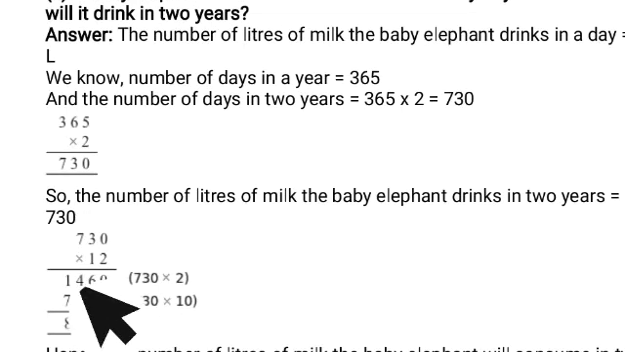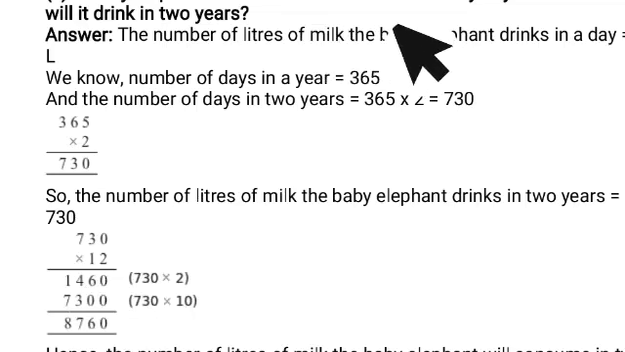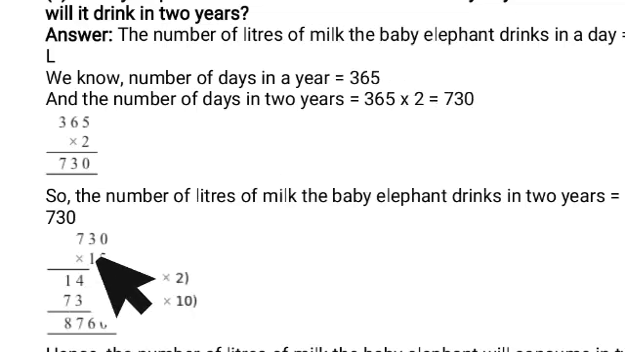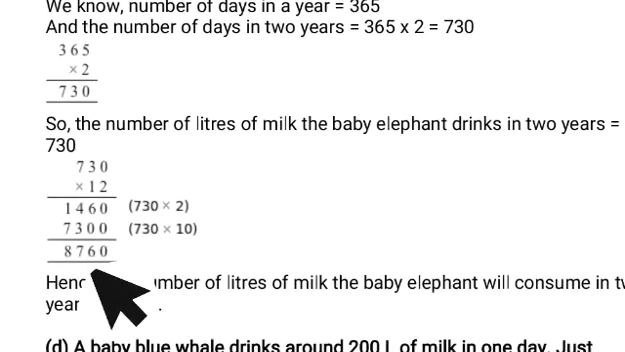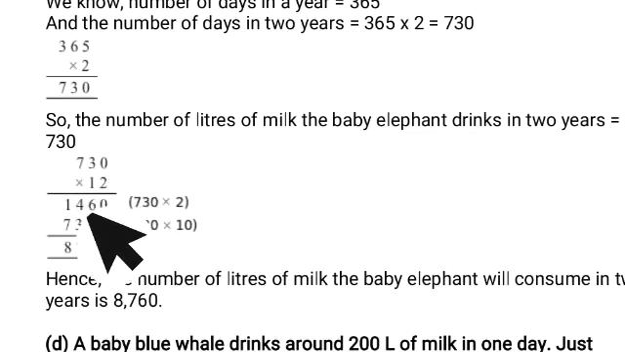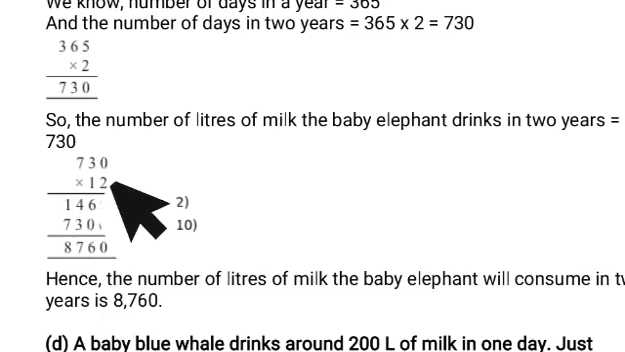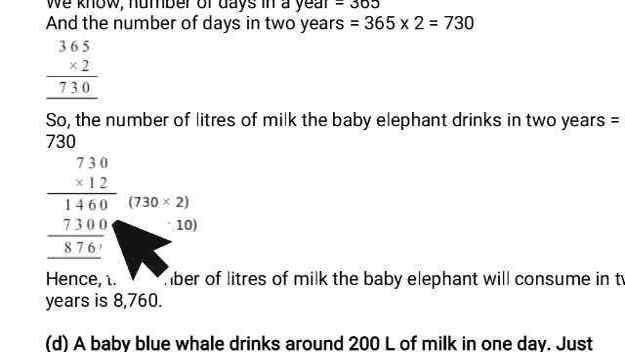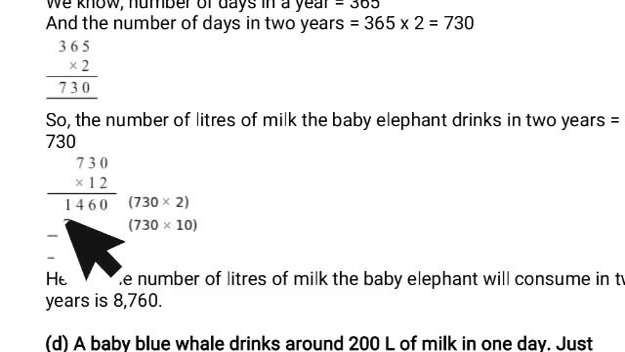And in one day, 12 liters of milk. So for 730 days, how much milk? That much we have to find. So 730 multiplied by 12. For doing multiplication, first we have to start from the unit digit. As we have studied, the unit digit in the lower term is 2. So first we multiply 2 with 0, 2 with 3 and 2 with 7. 2 multiplied by 0 is 0, 2 multiplied by 3 is 6, and 2 multiplied by 7 is 14.